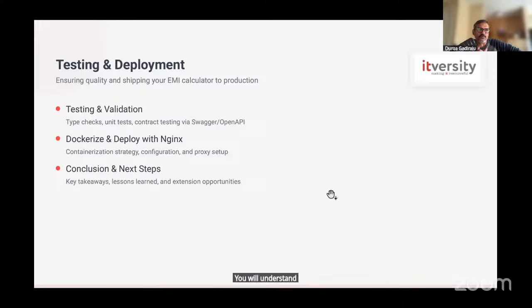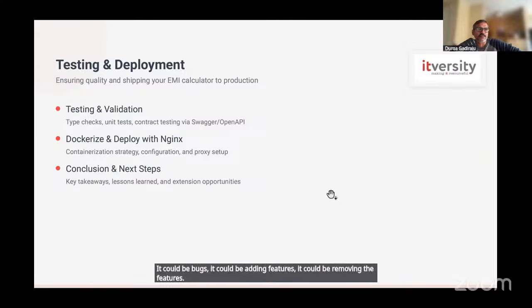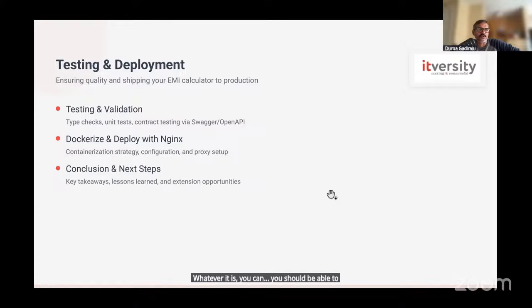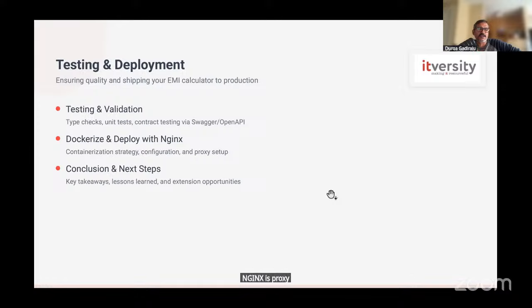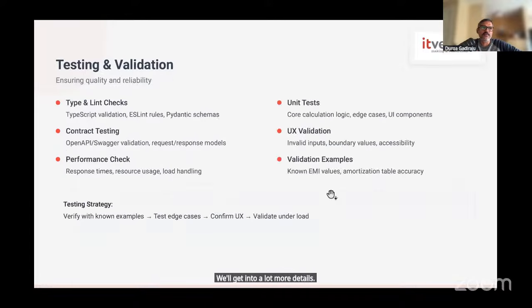You'll understand how to use Cursor effectively to fix certain issues. It could be bugs, it could be adding features, it could be removing features. Whatever it is, you should be able to use Cursor to take care of it. Once we close on testing and validation, then we'll get into Dockerizing and deploying with Nginx. Nginx is a proxy. You will understand a little bit about that. But in the next session, where I end up covering database integration and production deployment, we'll get into a lot more details.